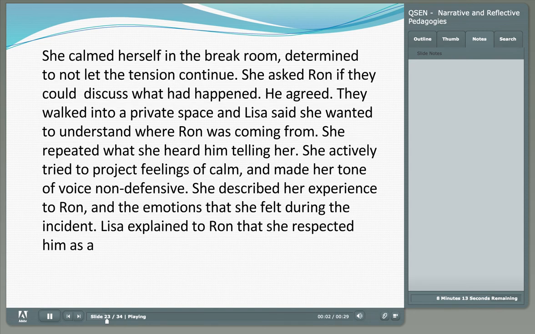She calmed herself in the break room, determined not to let the tension continue. She asked Ron if they could discuss what had happened. He agreed. They walked into a private space, and Lisa said she wanted to understand where Ron was coming from. She repeated what she heard him telling her. She actively tried to project feelings of calm and made her tone of voice non-defensive. She described her experience to Ron and the emotions that she felt during the incident.